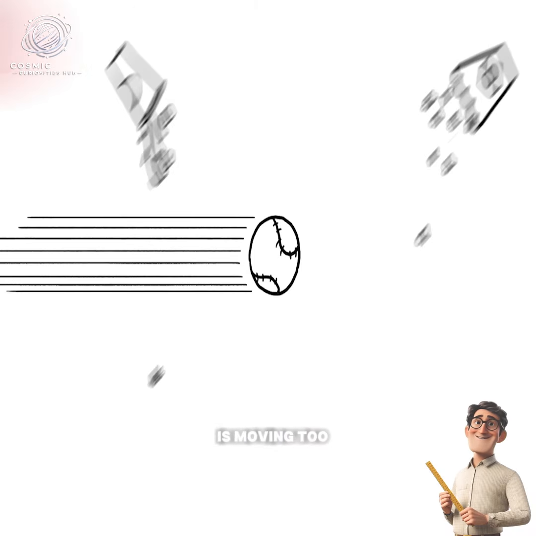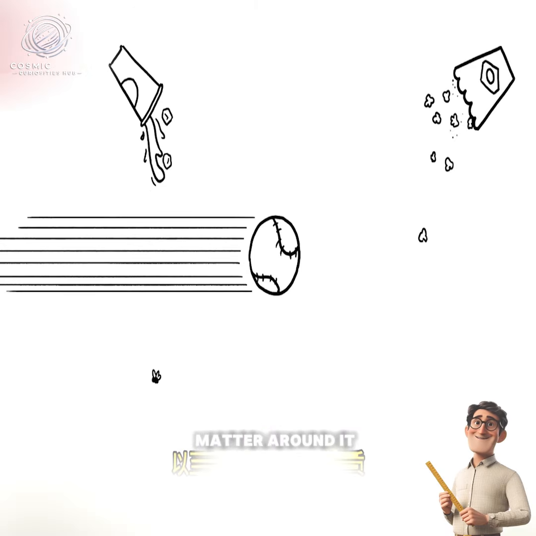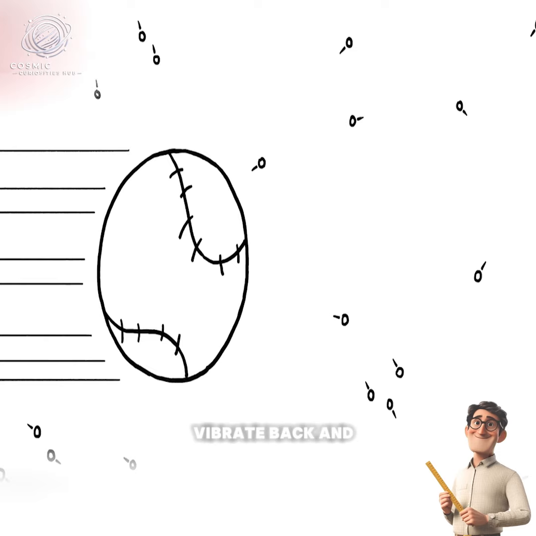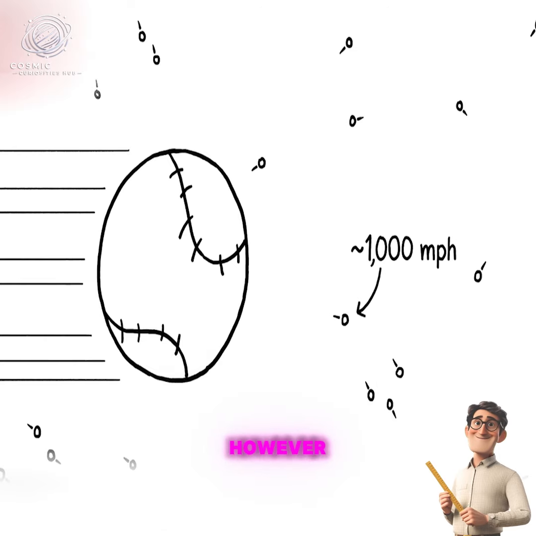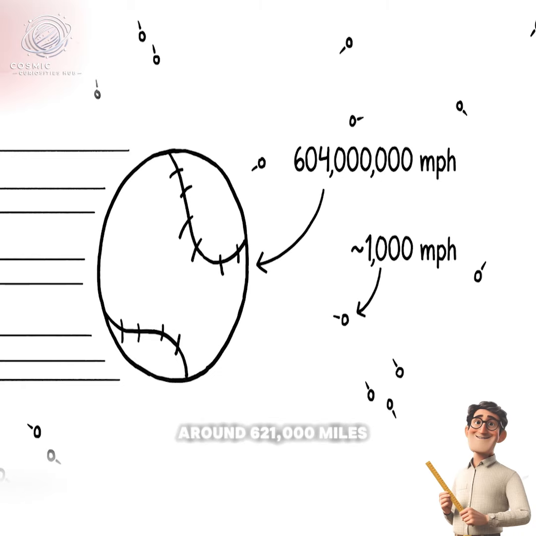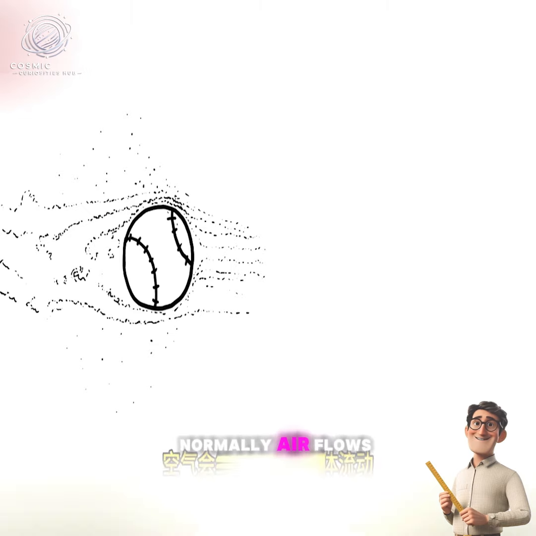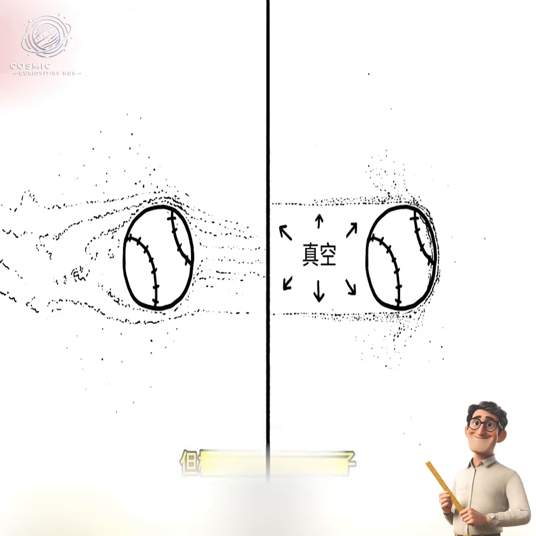First, the baseball is moving so fast that all the matter around it is kept relatively still. Under normal circumstances, when air molecules vibrate back and forth, they reach a speed of nearly 1.24 miles per hour. However, the speed of the baseball is around 621,000 miles per hour. In relation to the baseball moving at this speed, the air molecules are completely still. Therefore, all aerodynamic physics cannot be applied at all. Normally, air flows around moving objects, but the air molecules in front of the baseball cannot react at all.